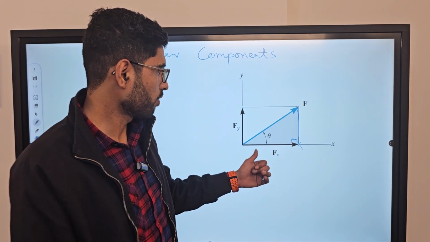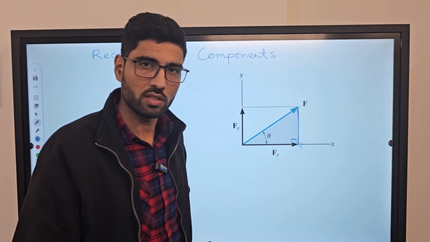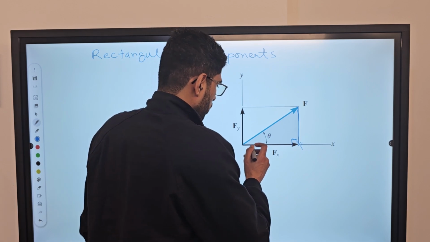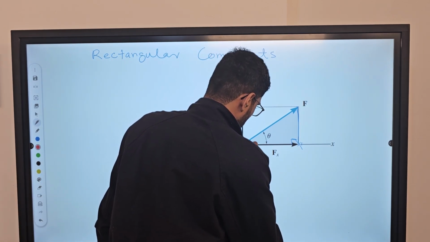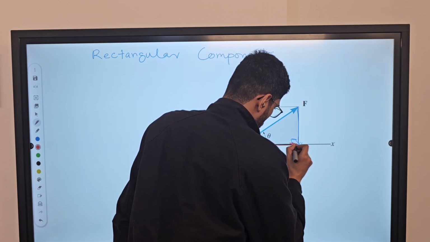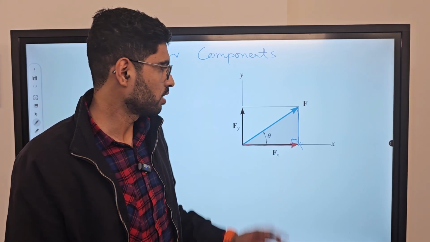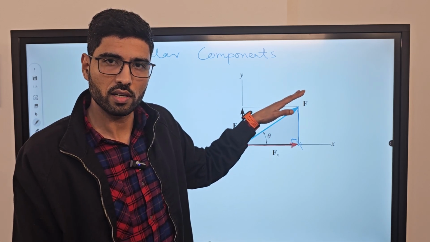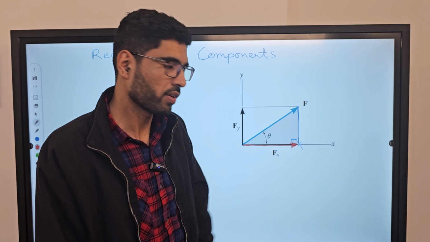And if this perpendicular is dropped on the x-axis and intersects it, then that component, the vector acting along the x-axis, is known as the Fx component. We can say this component is the child of this force F, acting along the x-axis, and that's why we call it F of x.